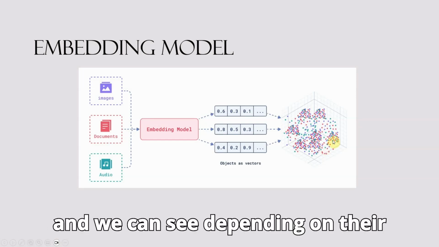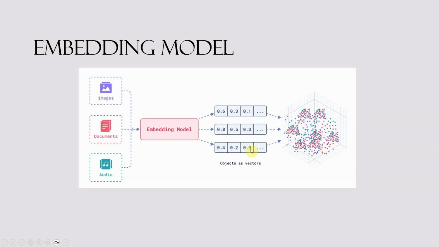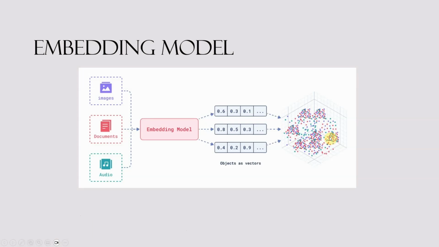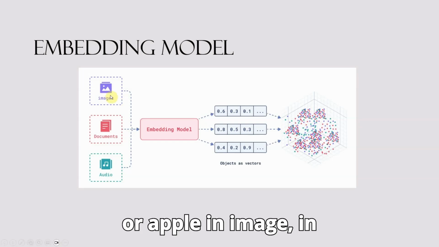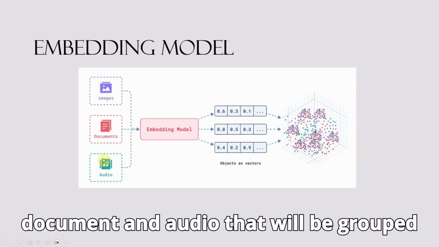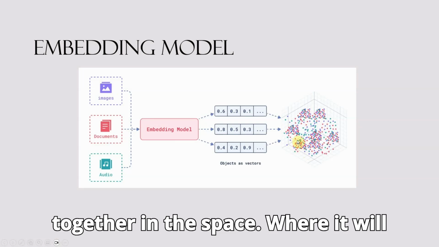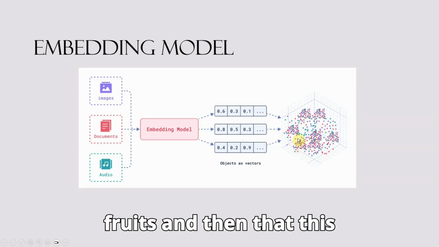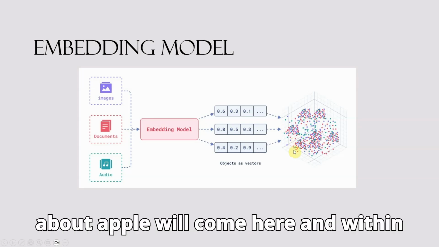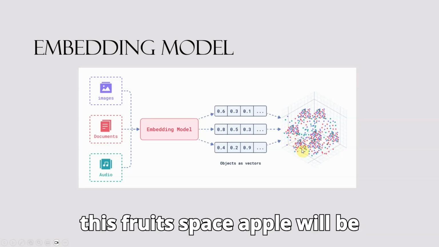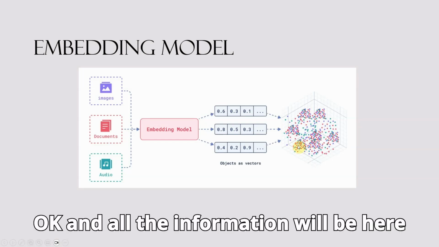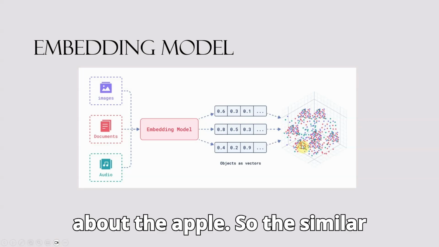And we can see, depending on their embedding values, these are grouped together. Let's say we have a sentence which talks about a cat or apple in an image, in a document and in audio. That will be grouped together in the space. Let's say this part is talking about fruits, and then all the information which is talking about apple will come here, and within this fruits space, apple will be within this small area.